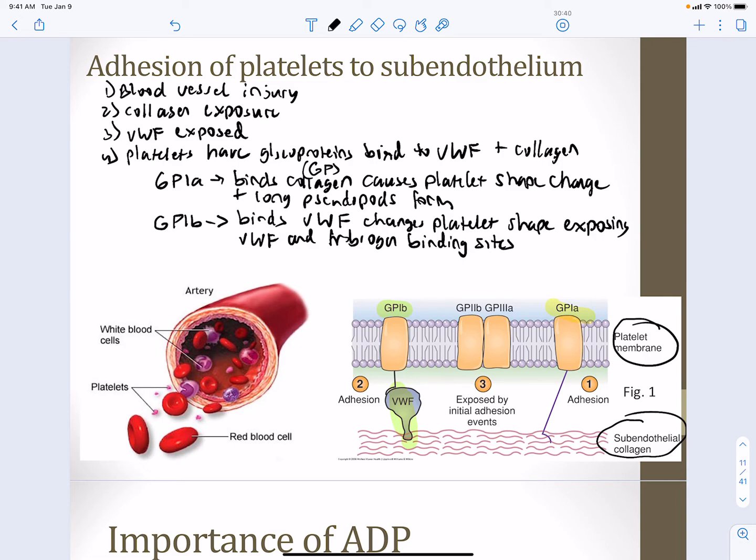Now, protein kinase C is going to help in the adhesion of platelets to subendothelial cells, and it's going to do this via the release of platelet granules that we talked about. So we're going to have the release of dense and alpha granules, and this is going to help bring more platelets in, and you're going to get aggregation of platelets. One of the big aggregators of platelets is ADP, adenosine diphosphate.